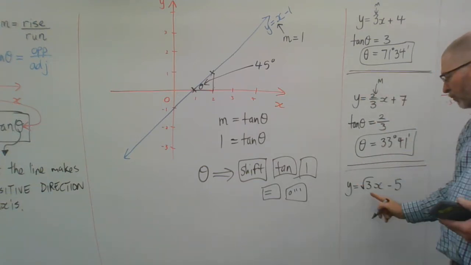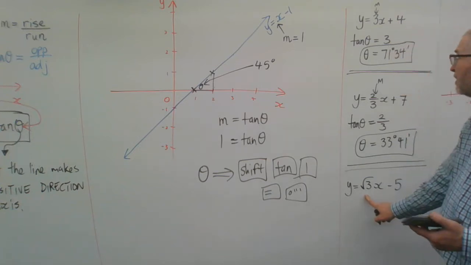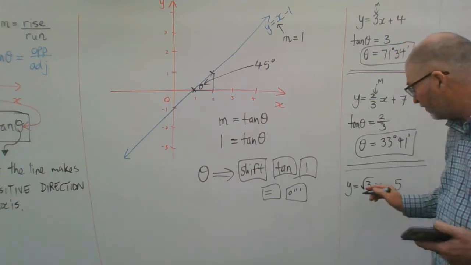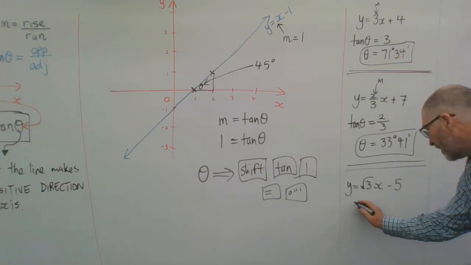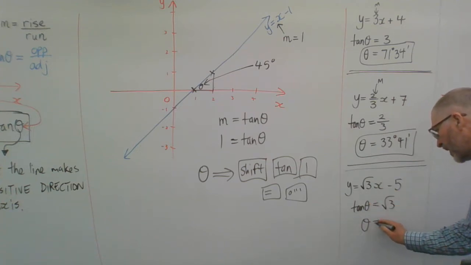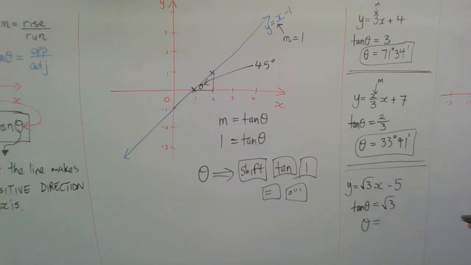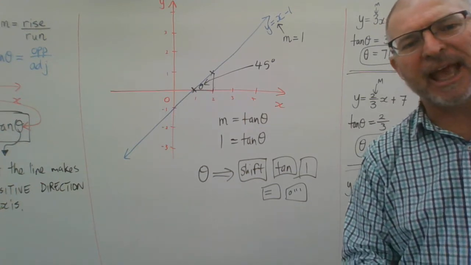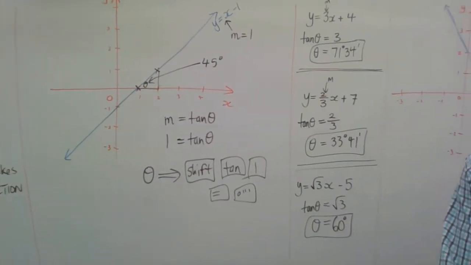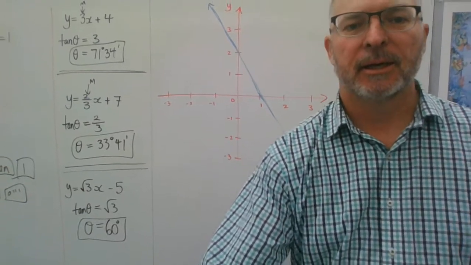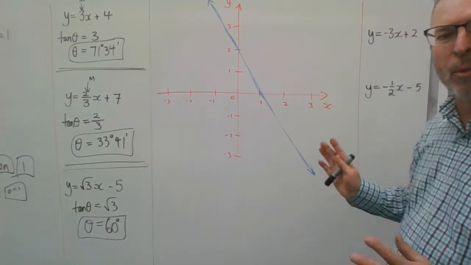Well, here's a gradient of √3. That's about 1.7. So maybe 50, 60 degrees. Let's have a look and see. We know that tan theta is equal to m, is equal to √3. So to get theta, we go shift tan of √3 equals, and it's 60 degrees. All right. So you can work out the angle of inclination, the angle that a line makes with the positive direction of the x-axis, if you know the gradient of a line, or you can work out the gradient.